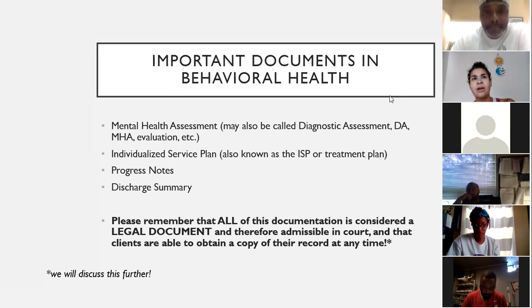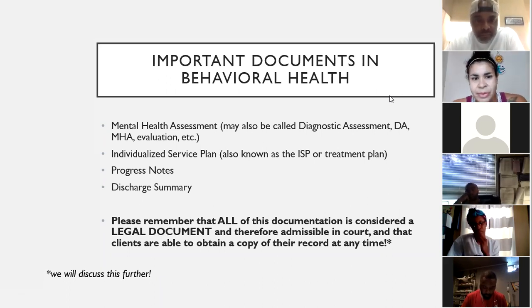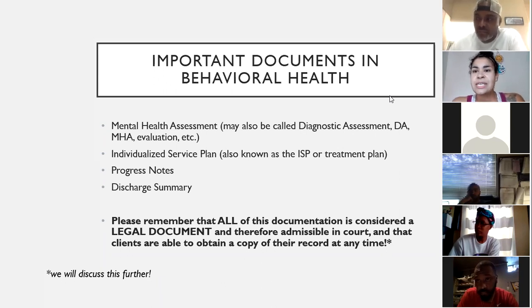Your individualized service plan, that's a treatment plan. Some people will call it the ISP, a treatment plan, whatever you want to call it. Most people just call it a treatment plan. Then you've got your progress notes. Those are the meat of a client's chart. You're going to be writing a progress note for every interaction that you have with a client, and the progress notes are actually how the agency gets paid. The billing is always attached to your progress note.